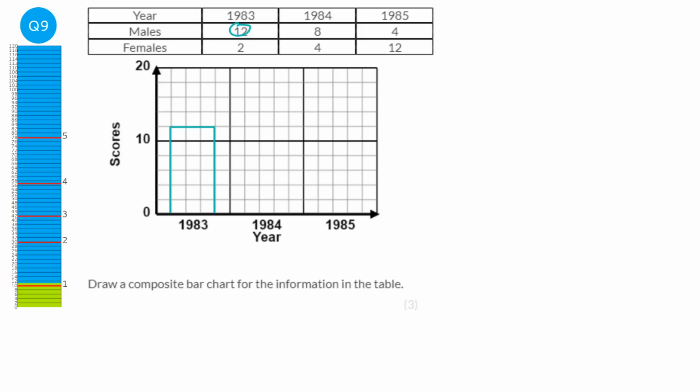And then we're going to do this females. So we've done the males, we're going to do the females. And the females is only going to be 1 high because they're going up in 2s.